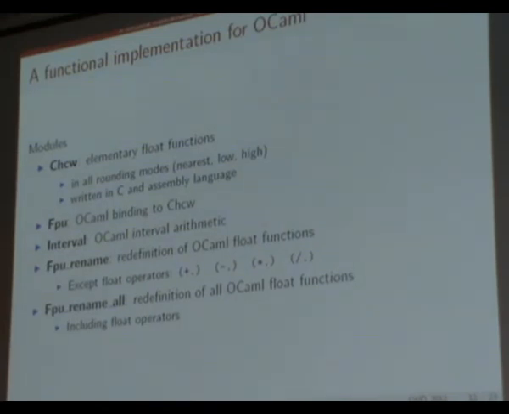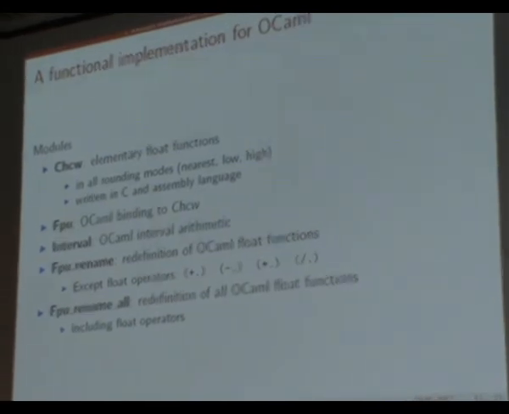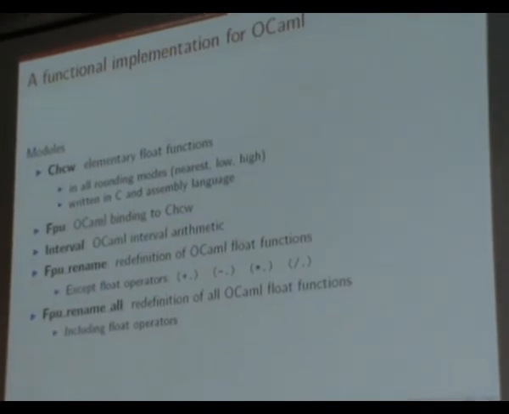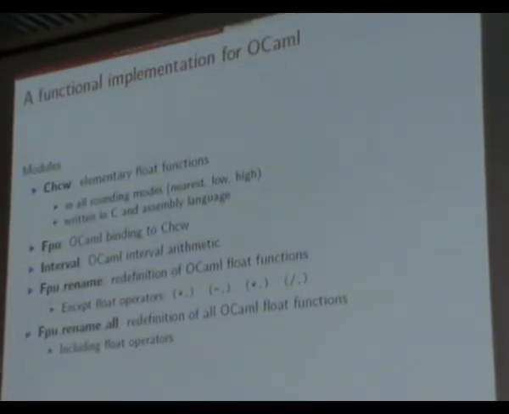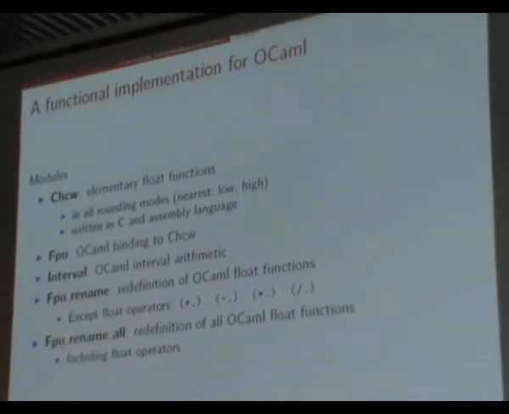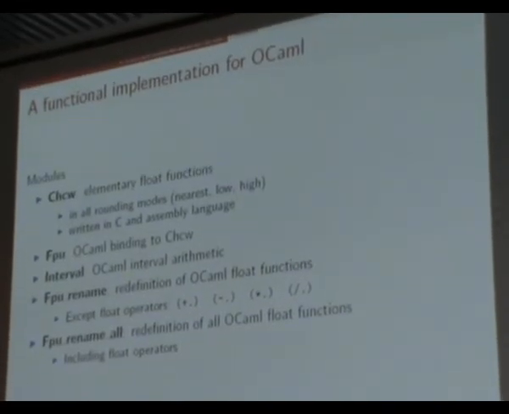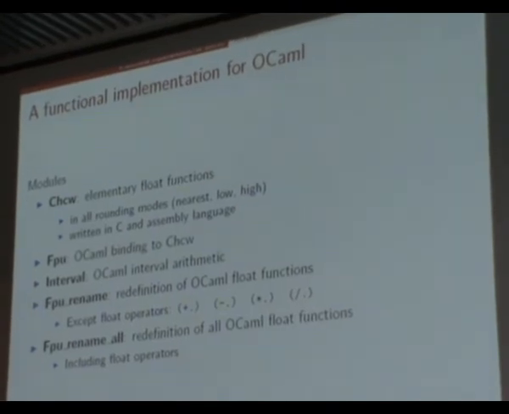Here are the different modules of the library. The first one, CHCW, is the implementation of all the elementary functions in the three different rounding modes: nearest, low, high. And these functions are written in C and assembly language. The floating point unit module is the binding to the previous module. The interval module is the proper module for interval arithmetic, and the last two modules redefine the OCaml floating functions.